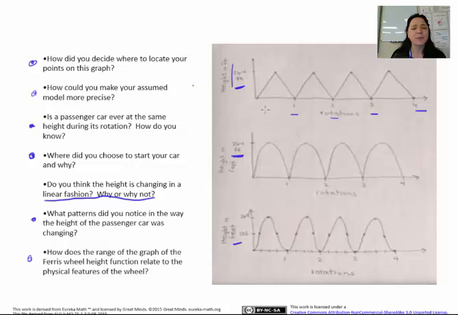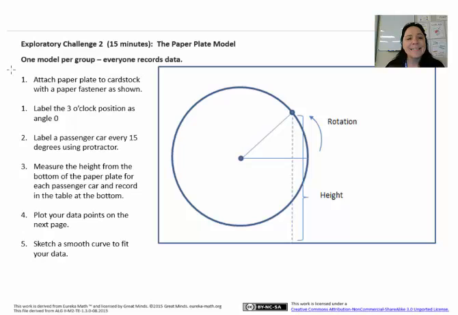So we talked about these models, but we didn't talk about what model might be correct, because that's for our next exploration. Next, we built a paper plate model. Each group built one model. They were given a paper plate, a piece of cardstock, and a brad to affix the paper plate to the cardstock in the center.